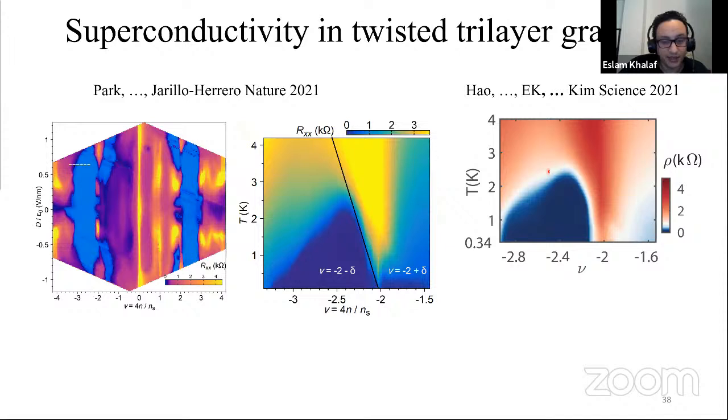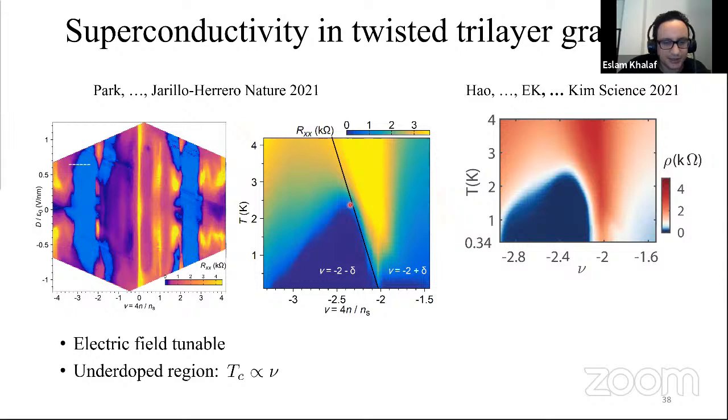One advantage of this system over twisted bilayer graphene is that its behavior can be tuned by electric field, which is shown here in this figure. So this is electric field, and you see that the superconducting regions change a bit and grow. Another observation, which may or may not be very relevant, is that in the underdoped regime, it seems that the Tc is limited by doping, roughly proportional to the doping. And this hints towards a BEC type scenario where the limiting factor for superconductivity is the total number of carriers rather than the carriers just close to the Fermi energy. And that's compatible with the formula I wrote for skyrmion superconductivity.